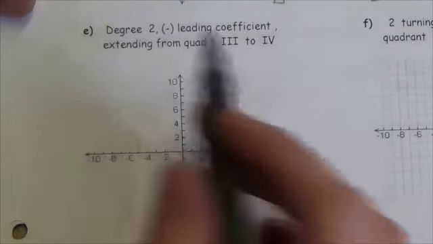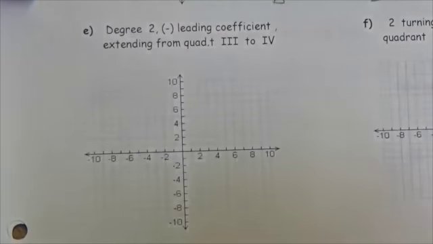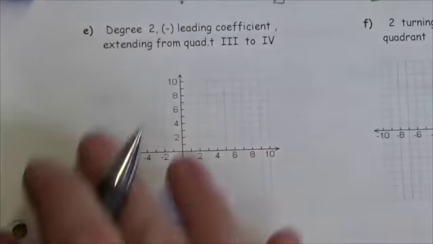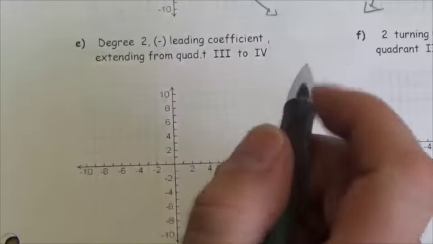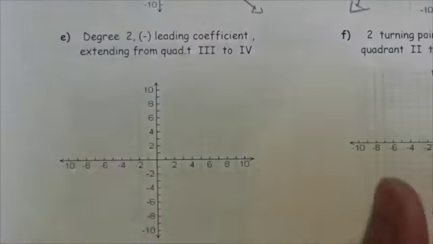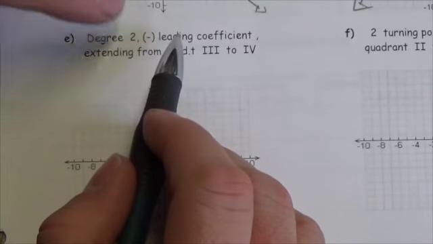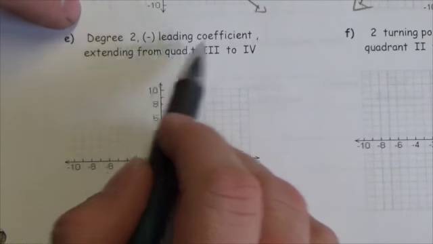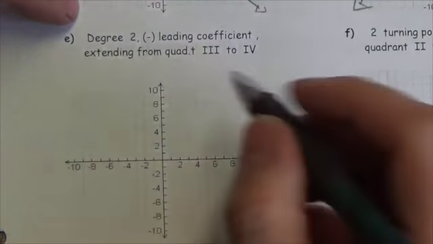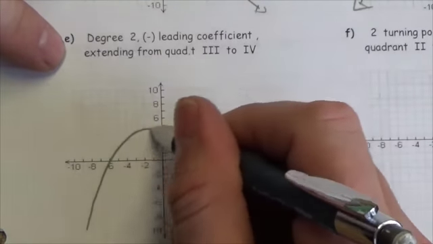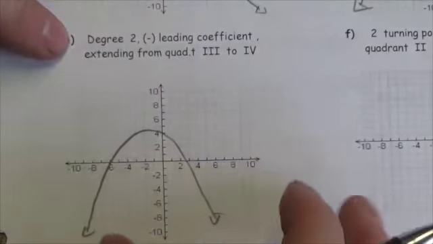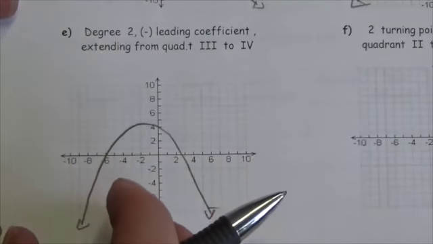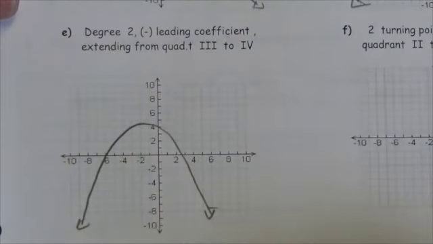This next one here, degree of 2, so it's going to be quadratic. Negative leading coefficient opens down and extends from quadrant 3 to 4. They almost didn't need to say that last little bit, because if it's degree 2, so even degree, and a negative leading coefficient, it has to open down. So you can place this wherever you want, but it's going to go from 3 to 4 and open down.